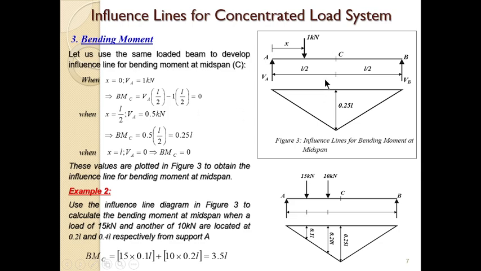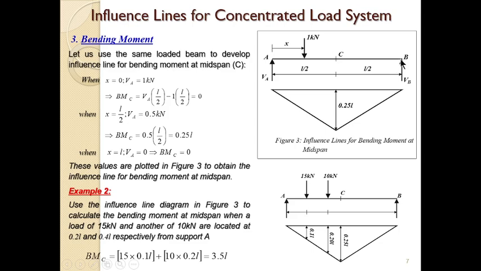Now when x equals L over 2, when the 1 kilonewton load is at point C, our VA will be 0.5. And then what will be the bending moment? When this load is there, there will be only one force to the left of C to take moment about. The 1 kilonewton load will be exactly there, so the perpendicular distance will be 0, and the moment of that 1 kilonewton load will be 0. So the bending moment there will be 0.5, which is our VA, multiplied by the perpendicular distance L over 2. That will give us 0.25 L.